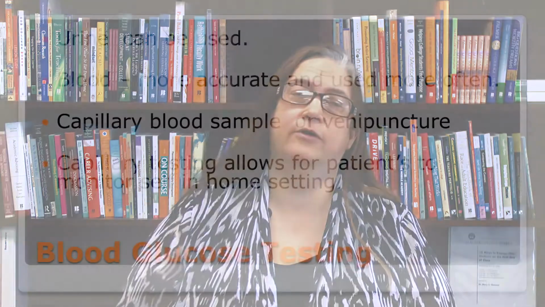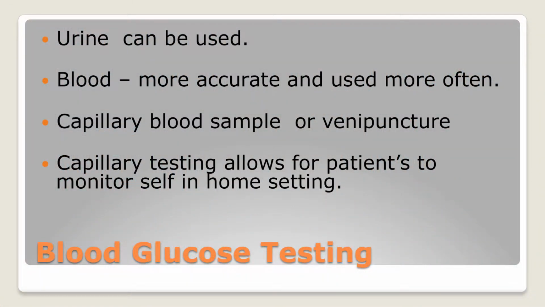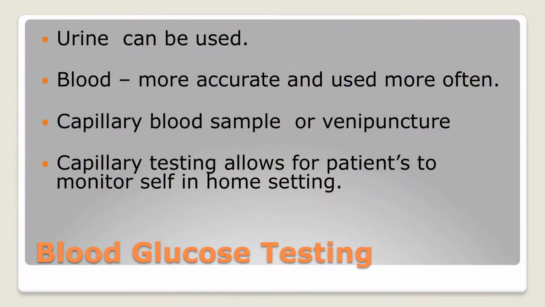When you test blood glucose, urine can be used. It used to be a staple for people testing their glucose at home. It was called a dipstick test. They would just pee in a little container and put a piece of special developed paper in there, and it would tell them how much glucose was in their urine. Not really as accurate as blood, and it's rarely used in developed countries now. Blood is a lot more accurate, and it's used much more often.